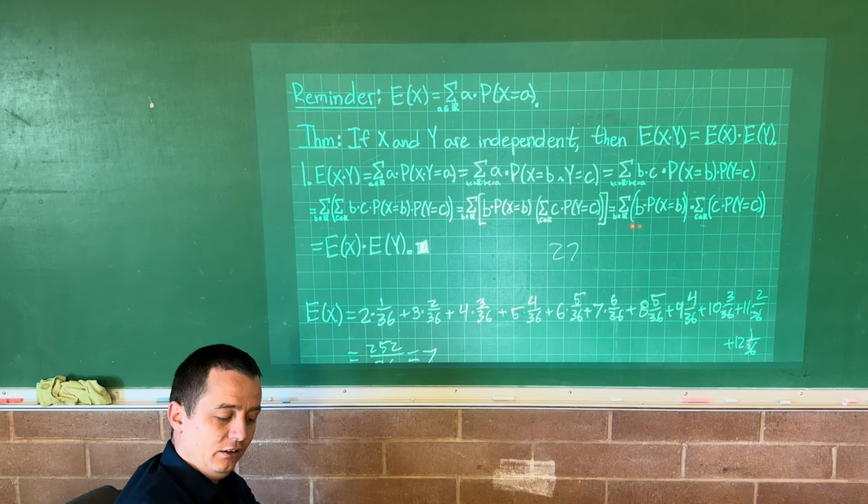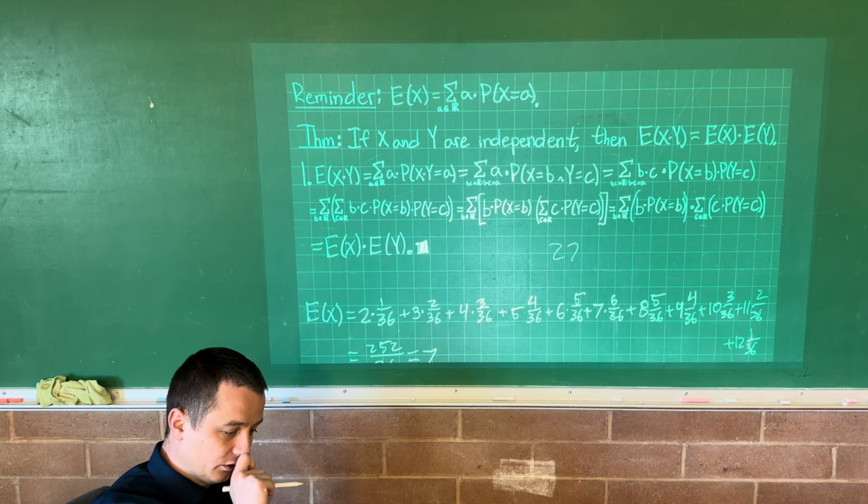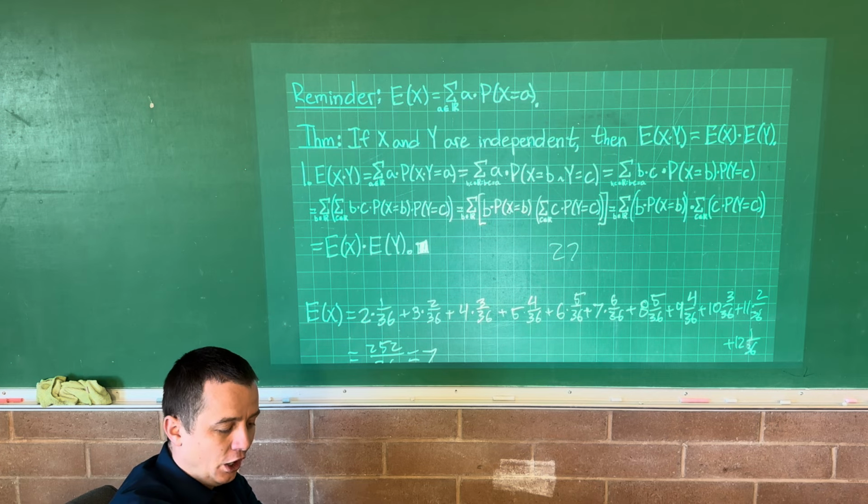This, by definition, is the expected value of b. Not by definition, but using this same thinking up here. So this is the expected value of x, not b, and this is the expected value of y. So there we go. There's the proof of that.